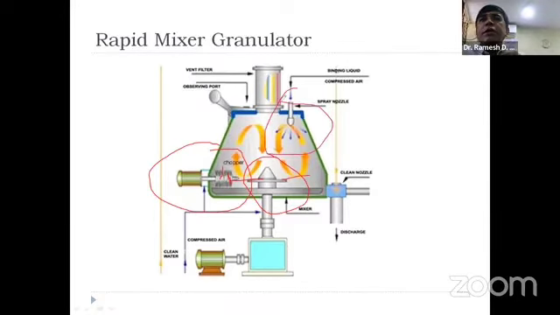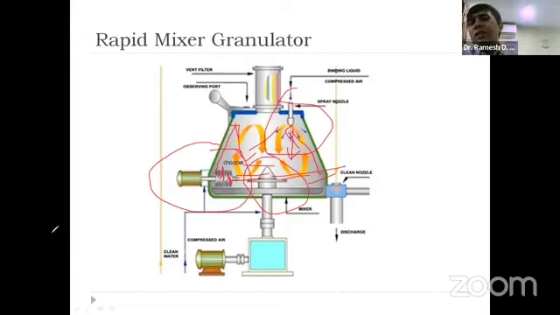And this is the granulating agent spray. So when the granulating agent is sprayed, the mass becomes damp. The rotor blade will throw it away. As the geometry of the equipment is like a reverse cone, the mass will rise to the upside, but as it is reverse conical, it will fall due to gravitational force again on the rotor blade. The rotor blade will throw it again to the wall and the chopper blade will break it.